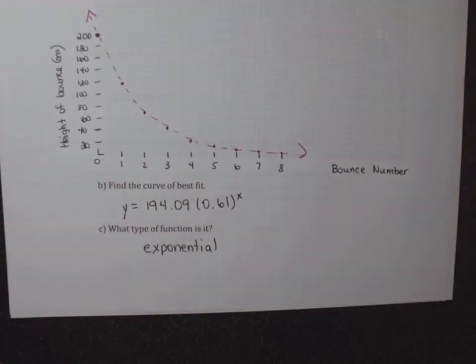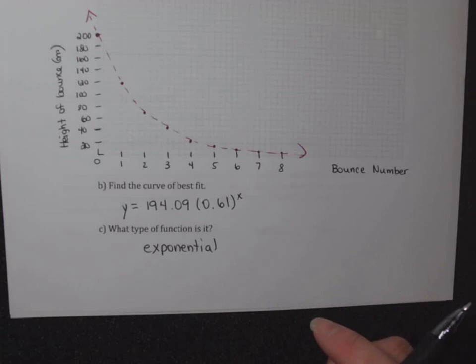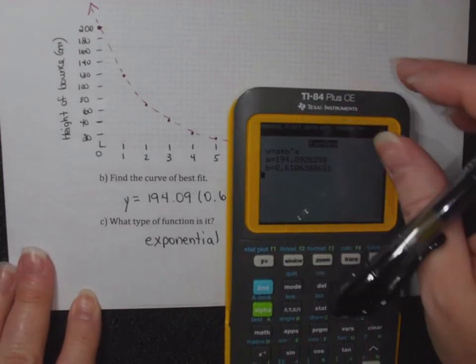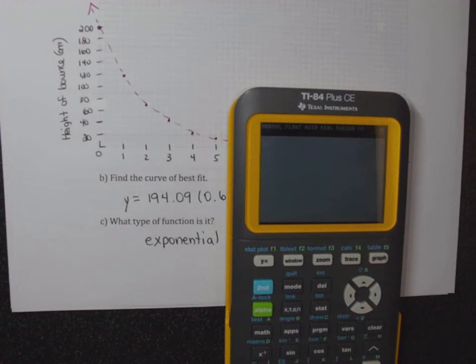Okay, and the best way to make sure that this is right is go back and plug in some numbers and make sure that it's close at least. So like let's try it for 3, for instance. Okay, so if you do 194.09 times 0.61 to the third power, notice we want to get 44.